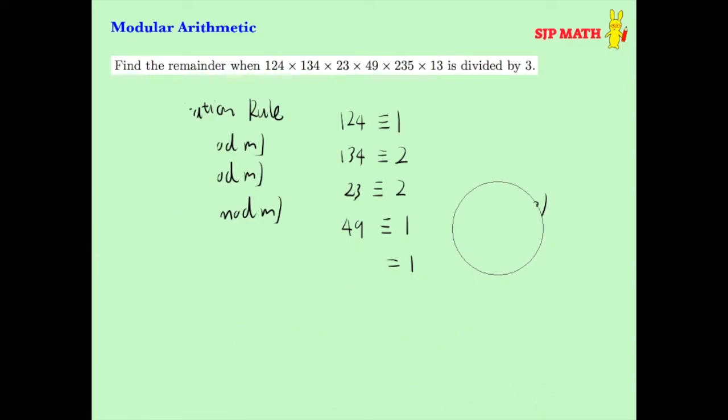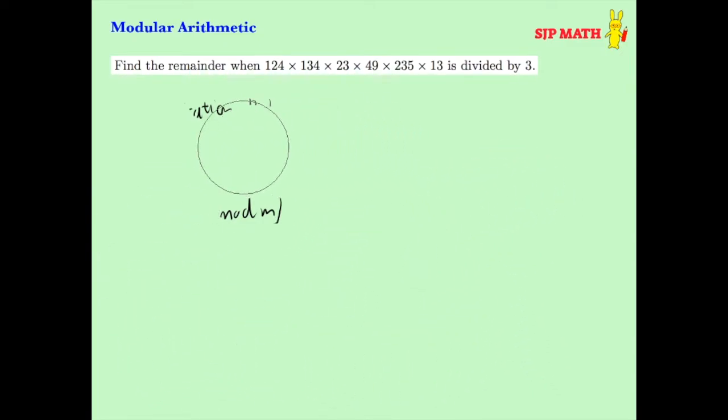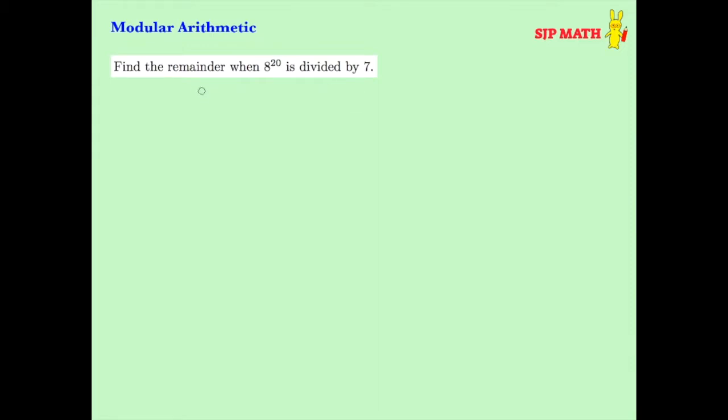So erase this, and then move on to our next one. Find the remainder when 8 to the 20 is divided by 7. Well, it's going to be pretty hard. It's going to take a lot of time to actually find the value of this. So I don't recommend trying to find the value of this.